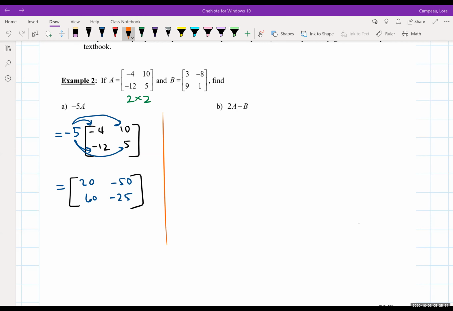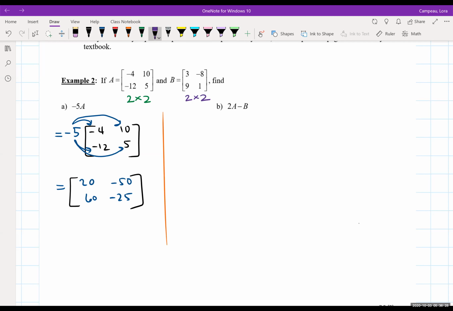So let's attack a slightly more challenging problem. You'll notice in part B, we have 2 times matrix A, and we're subtracting off matrix B. Now, as long as your matrices have the same dimension, you could add and subtract by hand. And you're only allowed to add and subtract if they have the same dimension. So just take a look at matrix B and also verify with me that it is 2 rows by 2 columns. So we also have a 2 by 2 matrix here.